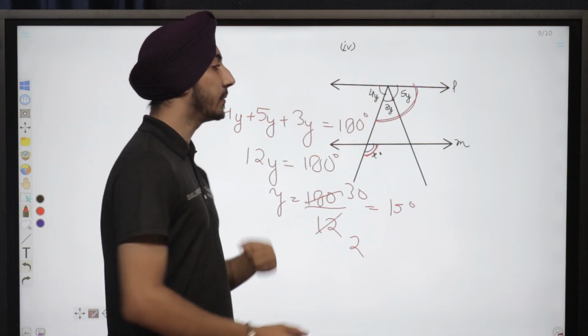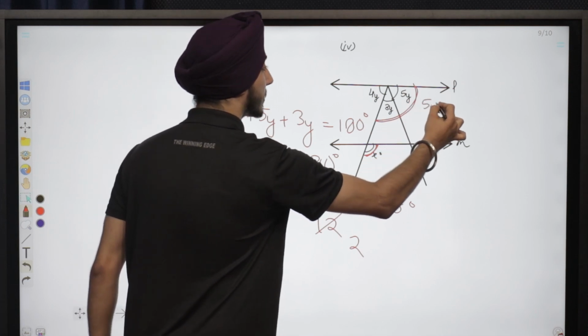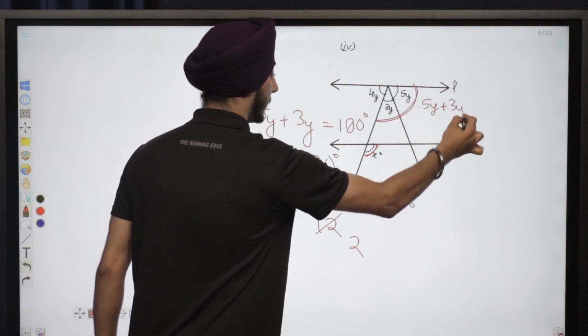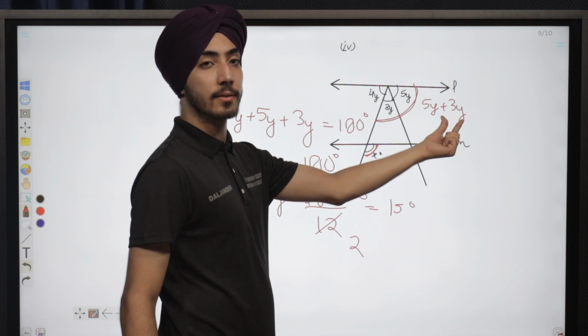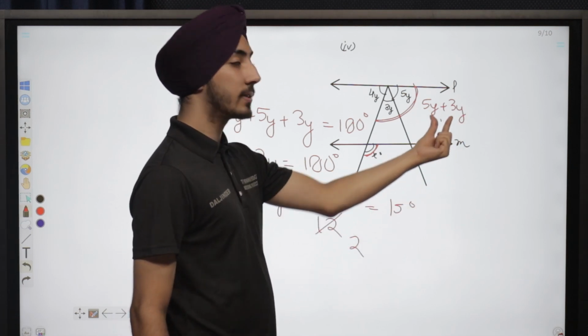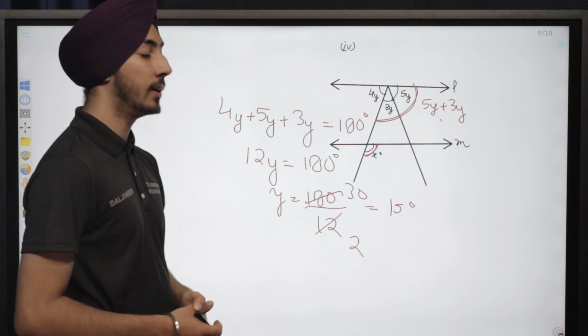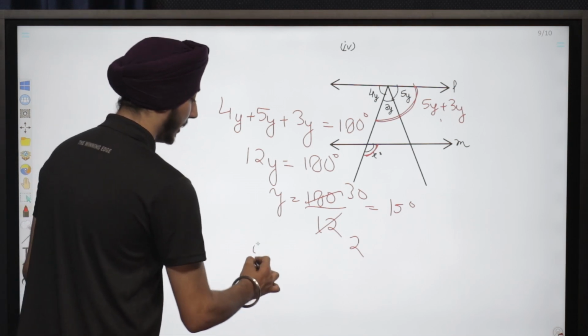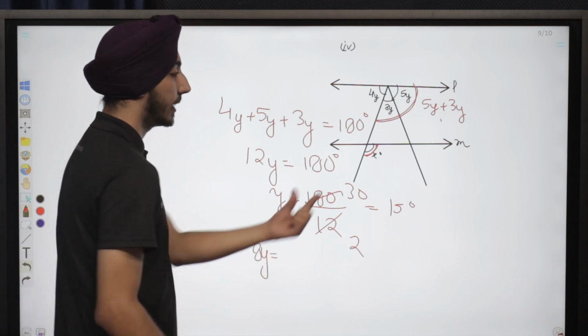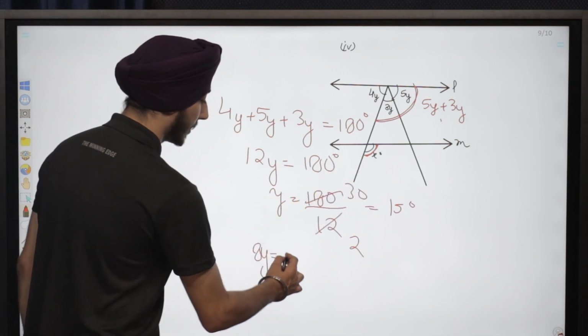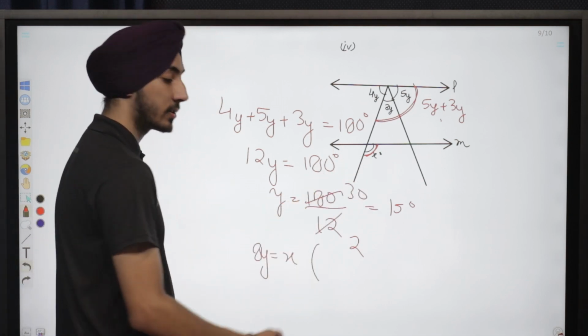So what is this whole angle equal to? This whole angle is equal to 5y plus 3y, which means 5y plus 3y will be 5 into 15 plus 3 into 15. 5y plus 3y is how much? 8y. So we have to find the value of 8y, and 8y is equal to x. And here you will write down the reason, corresponding angles.